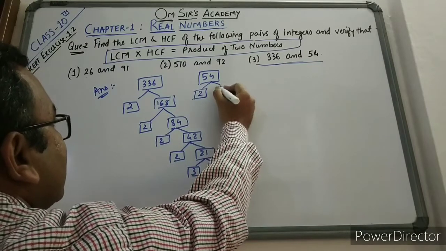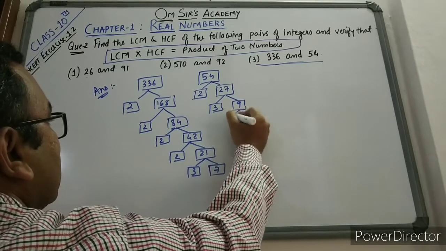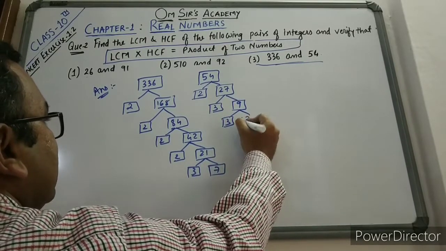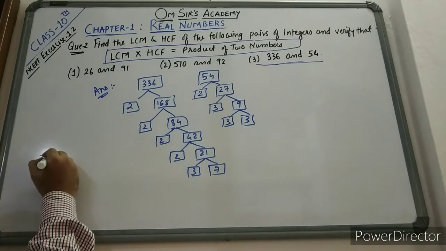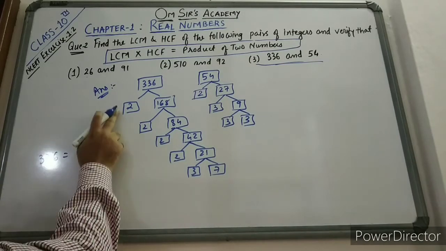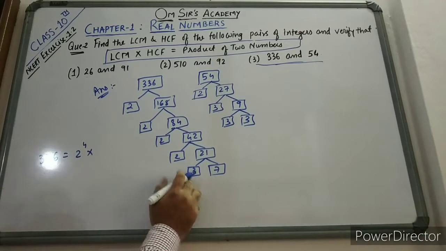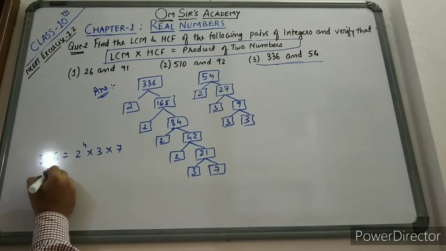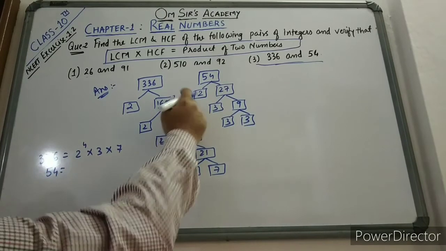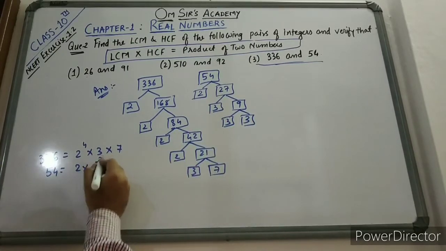Now we move to the next one, that is the prime factors of 54. 2 27s are 54, 3 9s are, and 3 3s are. So what are the prime factors of 336? 2 into 2 into 2 into 2, 4 times 2, so 2 raised to power 4 into 3 into 7. And what are the prime factors of 54? 54 is 2 one time and 3 is repeated thrice, so 3 raised to cube.